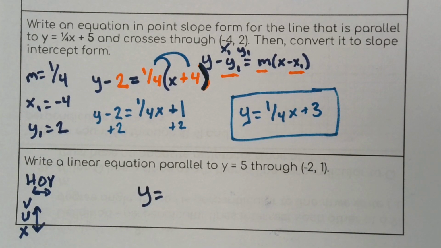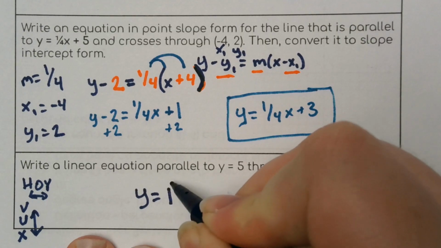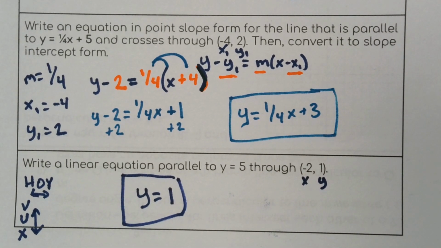So what number do you think our y is going to equal from our point? Yeah, 1, because it's our y value. So if we label x and y, my y value is 1. That's all you have to do if it's just y and a number. That's it. Yep, if there's no x at all. That's easy.